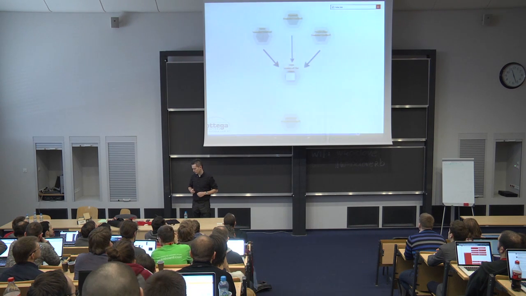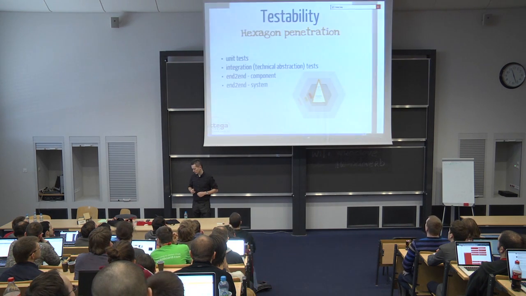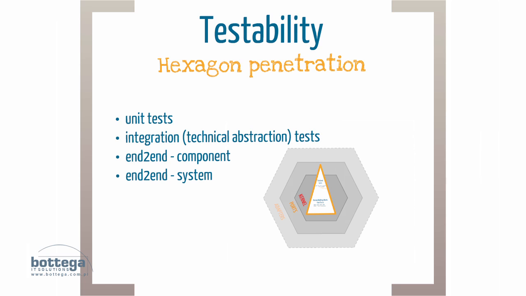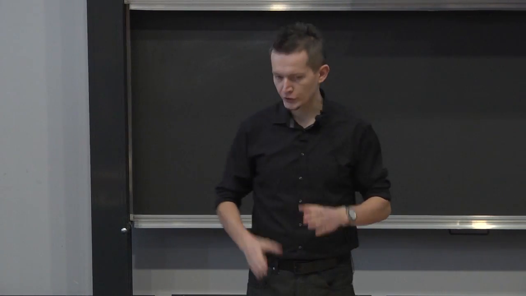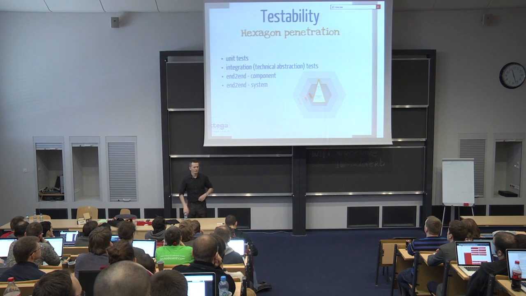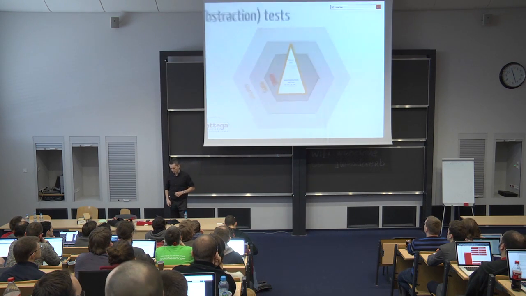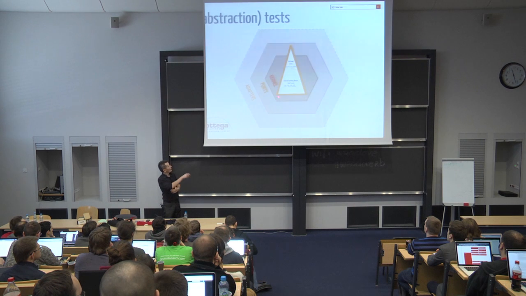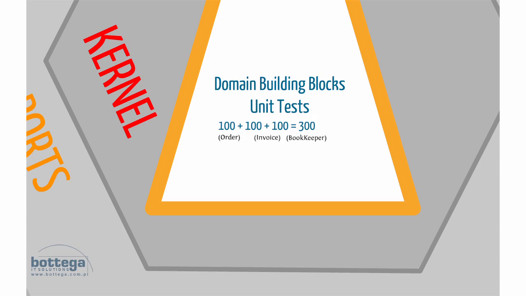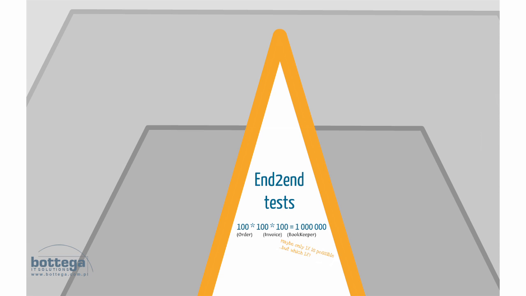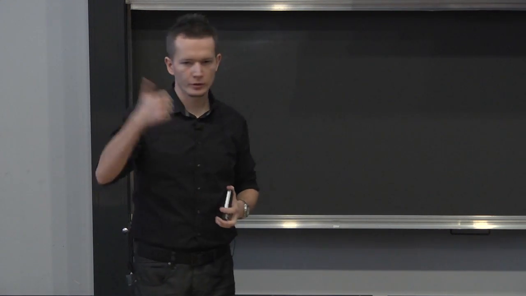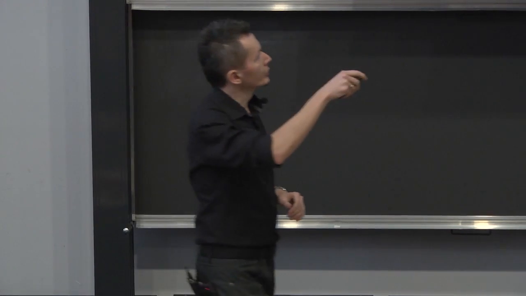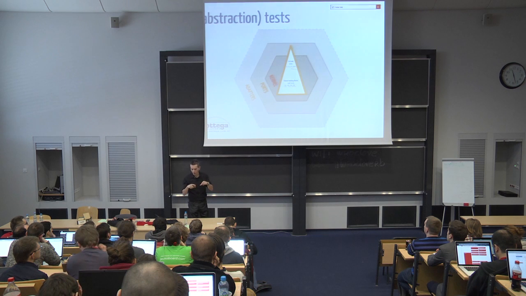Saga, let's skip it. Testing. Okay. I assume that you know the testing pyramid metaphor. Yeah? The testing pyramid says we should have many unit tests and a minor part of end-to-end tests. Yeah? But we could now think about a general rule of thumb that you should invest your unit tests in the kernel, in your domain objects.